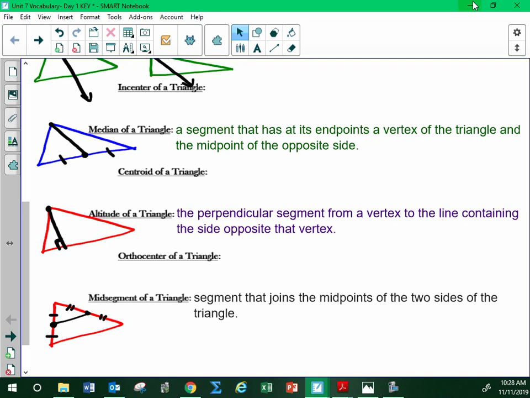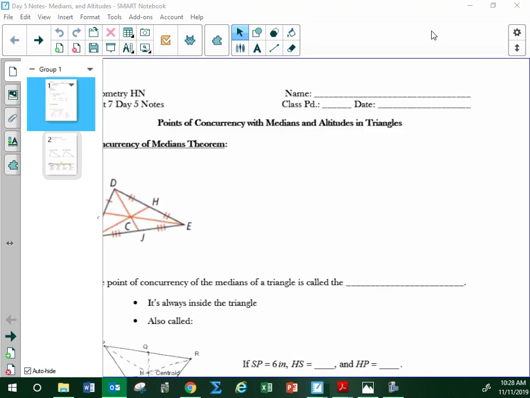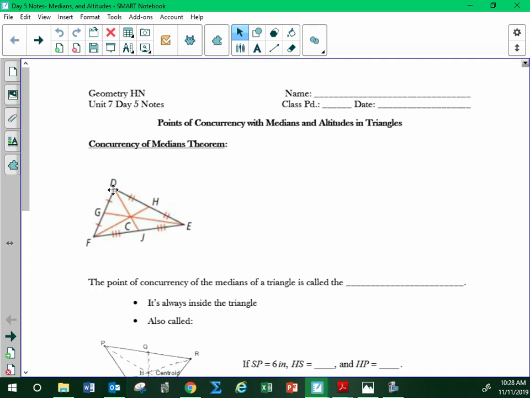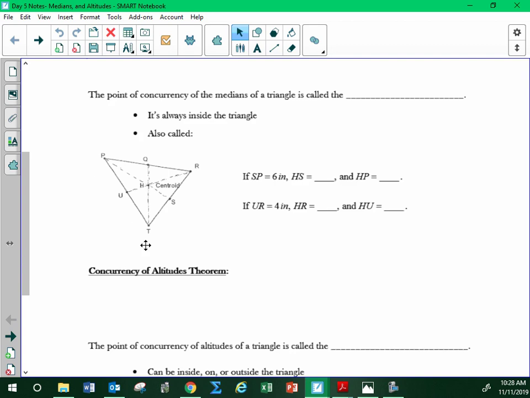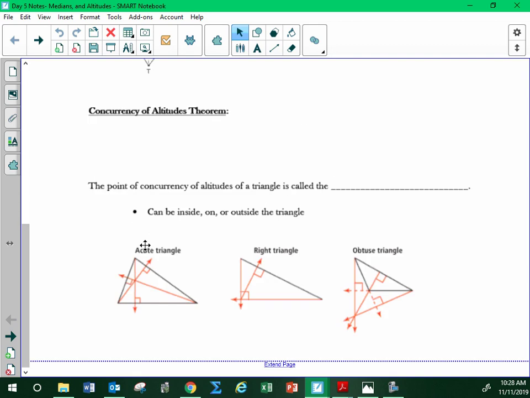So, who can explain to me in their own words, what is a median? Go ahead, Noah. It's like the vertex and the midpoint of the opposite side. Good. So a median takes a vertex to the midpoint of the opposite side. It doesn't have to cut the angle in half. It has no responsibility for the angle. Its only responsibility is vertex and midpoint. Awesome. What is an altitude? Go ahead, Keegan. It goes from the vertex straight down, which is a perpendicular line. Good. So it has to go from the vertex to the opposite side in such a way that it's perpendicular.